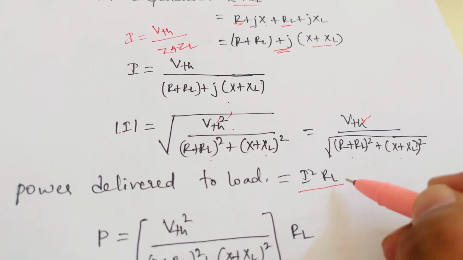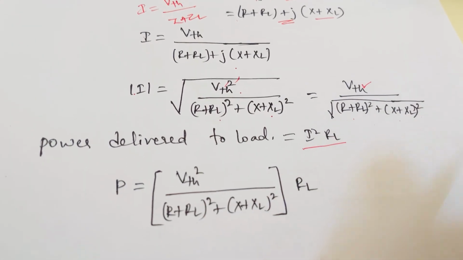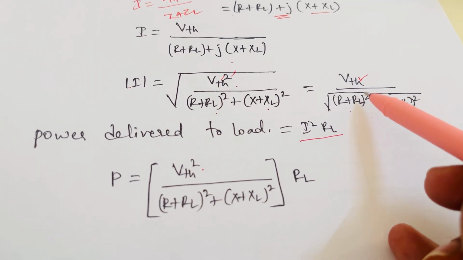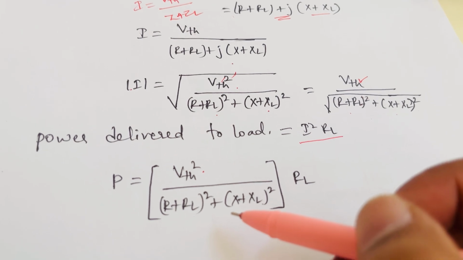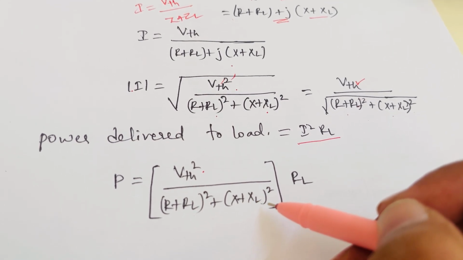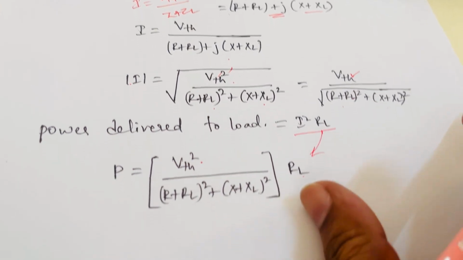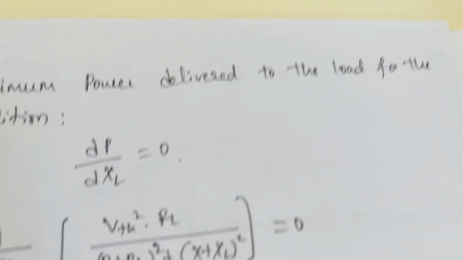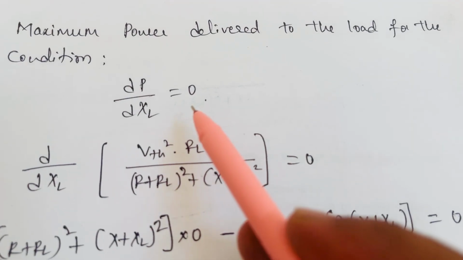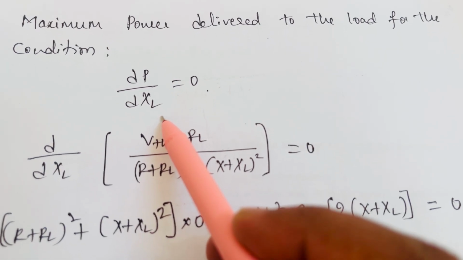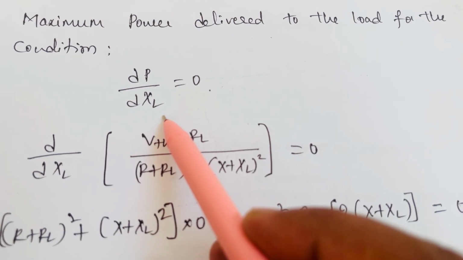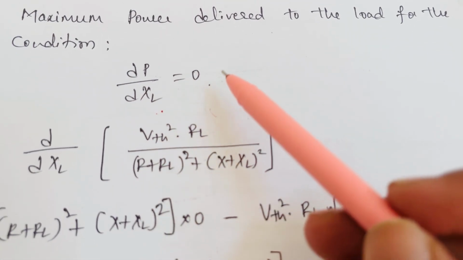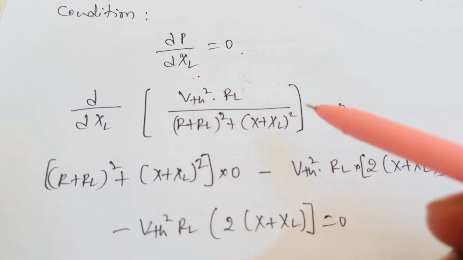Then you are defining the power delivered to the load, that is I square into RL. I square is nothing but VTH square divided by (R plus RL) whole square plus (x plus XL) whole square, into RL. So again, to get the maximum power for an AC circuit, in the previous case dP divided by dRL, but here, because the resistance is fixed, here you are considering the reactance, therefore dP divided by dXL equals 0. You are differentiating the whole term with respect to XL now.